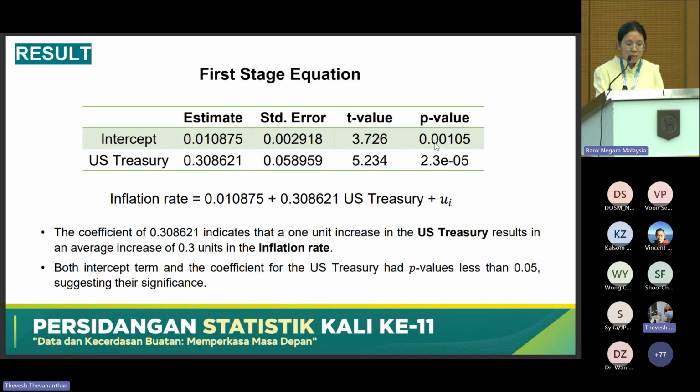The last step ends with the two-stage least square. For the first stage equation, the coefficient of US Treasury indicates that a 1 unit increase in the US Treasury results in an average increase of 0.308621 units in the inflation rate. Both the intercept term and the coefficient for the US Treasury have p-values less than 0.05, so they are significant.